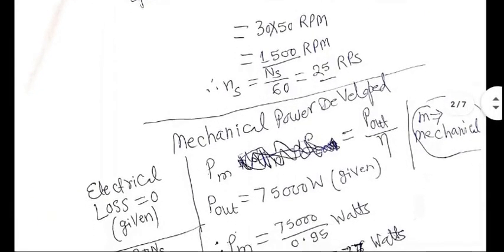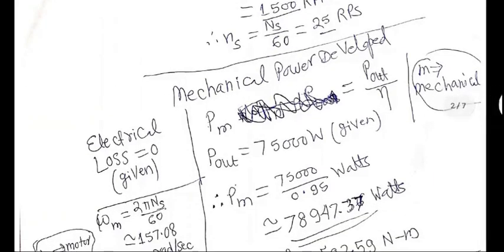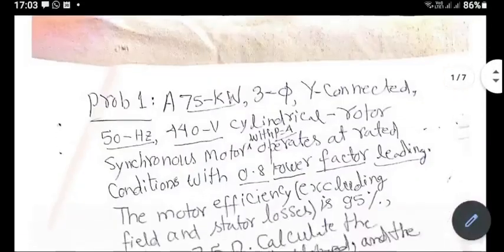Now, mechanical power developed will be actual output power divided by efficiency. Efficiency includes all the losses in between. Efficiency takes care of that, actually. That's why losses are not given. They have instead given you the efficiency. So with that definition in mind, the mechanical power developed is the rated power divided by the efficiency.